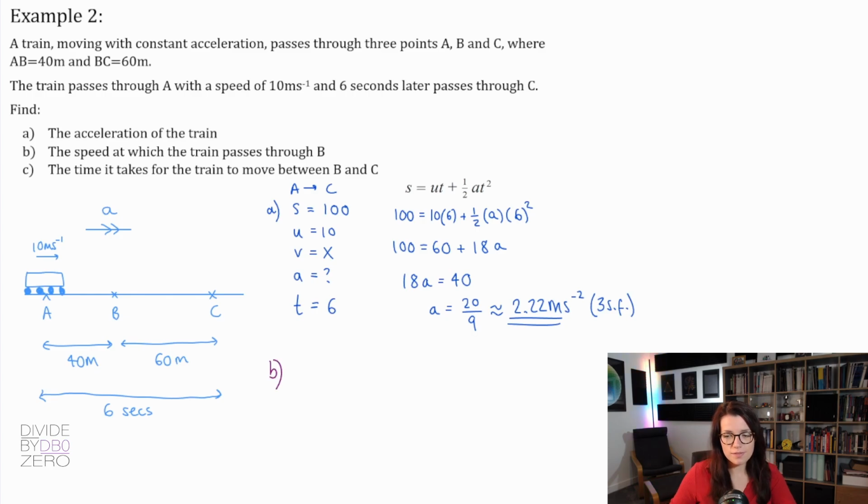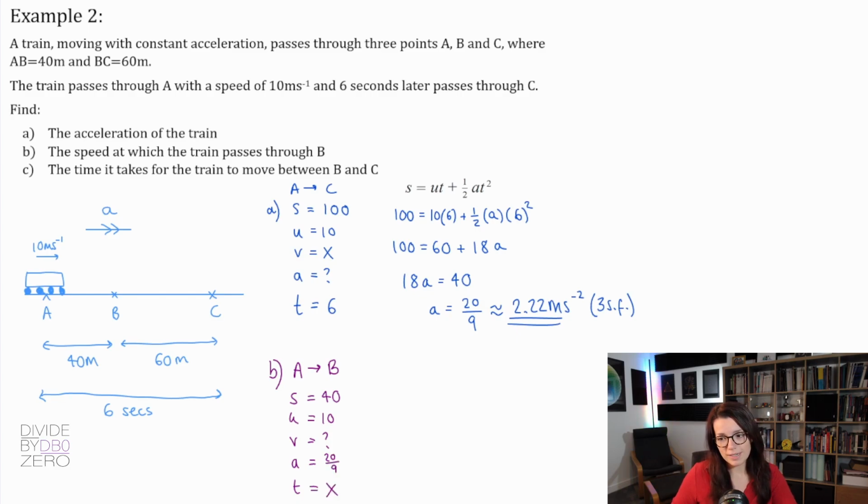Part B, we want to find the speed at which the train passes through B. So in this case, we probably want to consider the motion between A and B. Then we write down suvat. The displacement between A and B is now 40. U is still 10. V is what we want. A now, we could use our answer from part A. We now know that the constant acceleration is 20 over 9. T we don't know, but we also don't want to know, so that's fine.